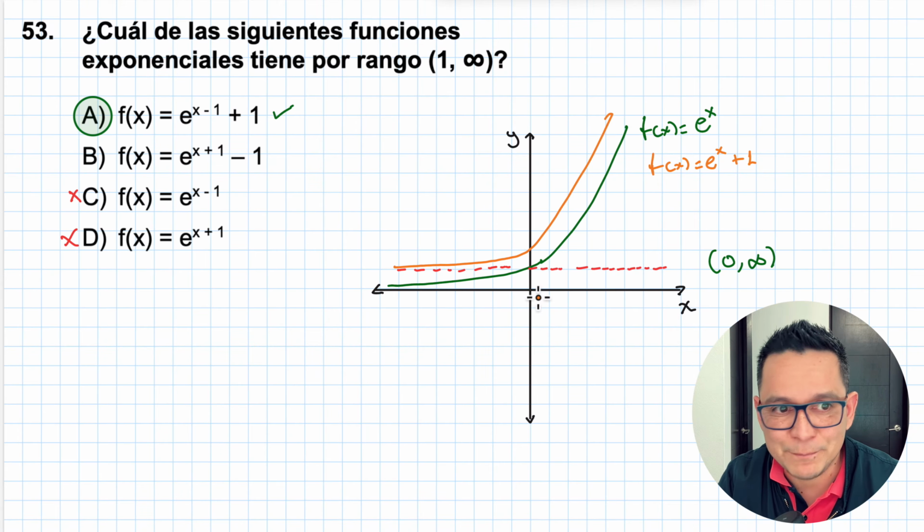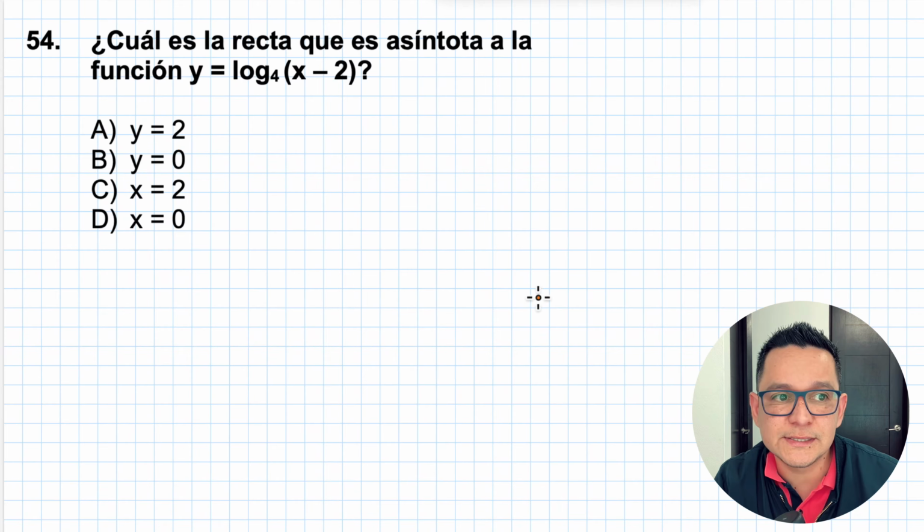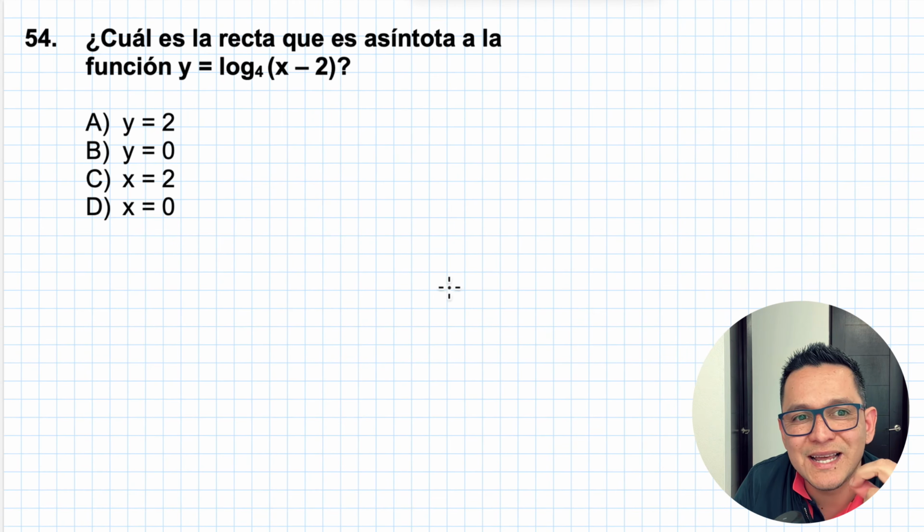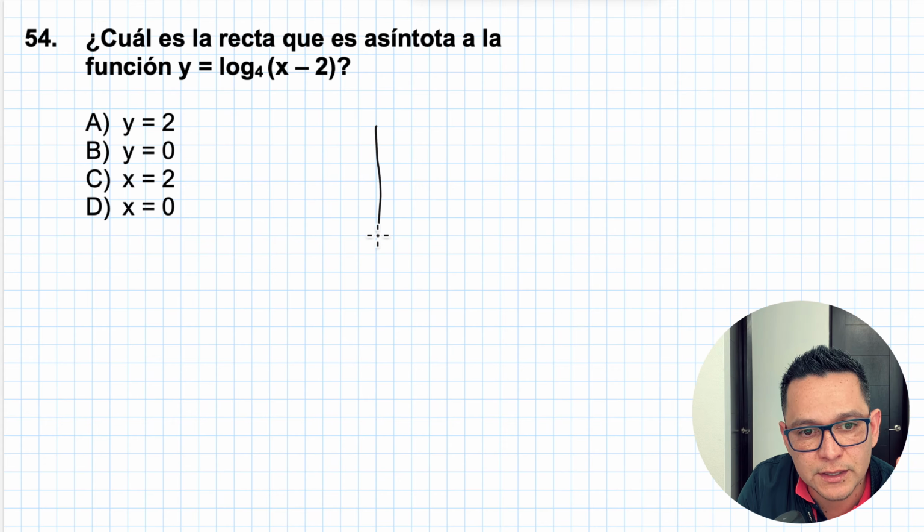Okay, so let's continue. Let's move on to number 54, which is the line that looks like this. In total, the function y equals the logarithm base 4 of x minus 2. Let's see again. To make this much clearer, let me explain a few things to you.